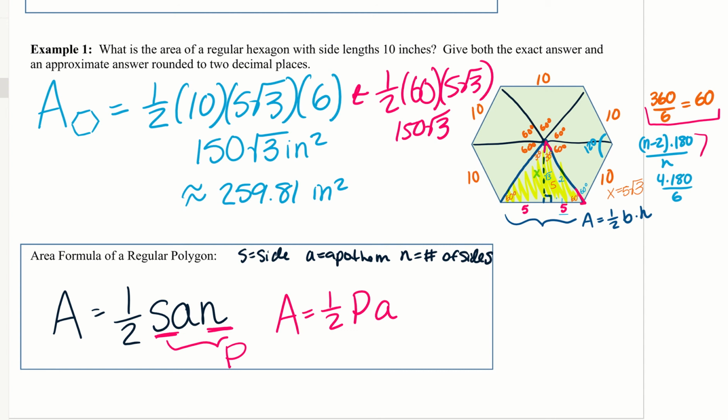Now, while this is a simpler formula to memorize, I find that I like to use the first one better just because it's not something I have to memorize. It's just intuitive to me that I'm finding the area of a triangle and then I'm multiplying it by the number of sides. But feel free to use either one of these formulas, whatever is most comfortable to you.